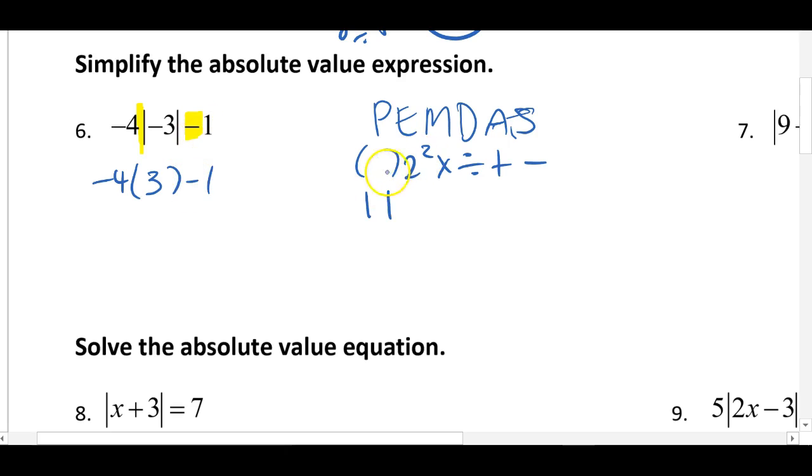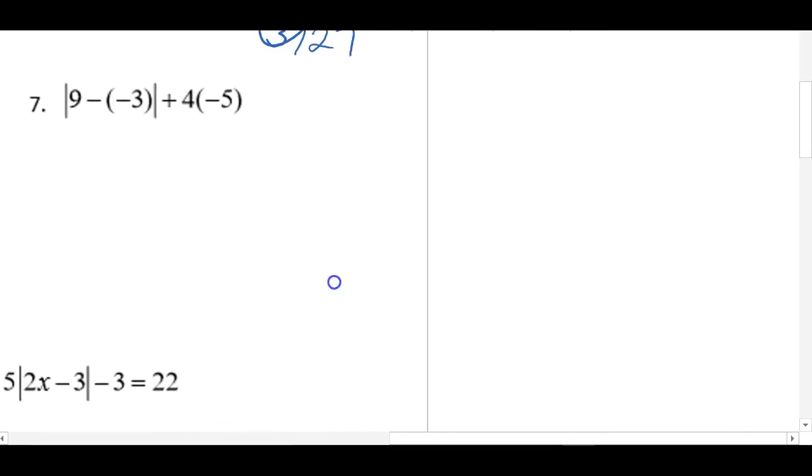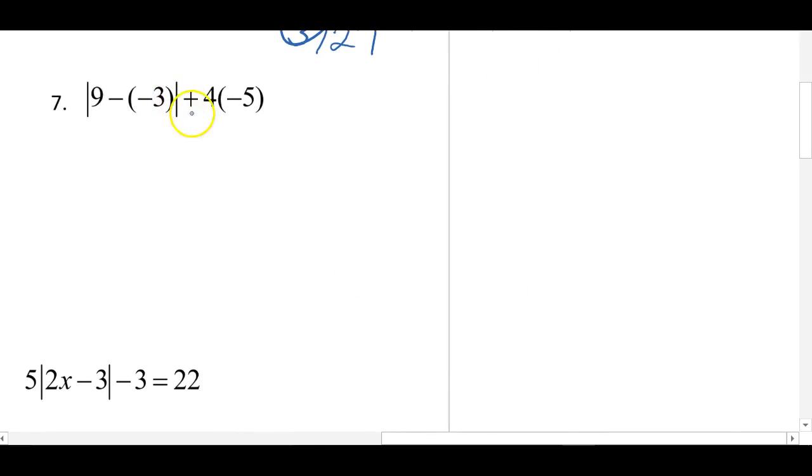But again, let's go down the line. Do we have exponents? No. Do we have multiplying? Yes, the parentheses show us that. So -4 times 3 is -12, minus 1, and that is equal to -13. Same result from the problem you had on your unit review. Okay, so let's go over to number 7. Approach this the same way.